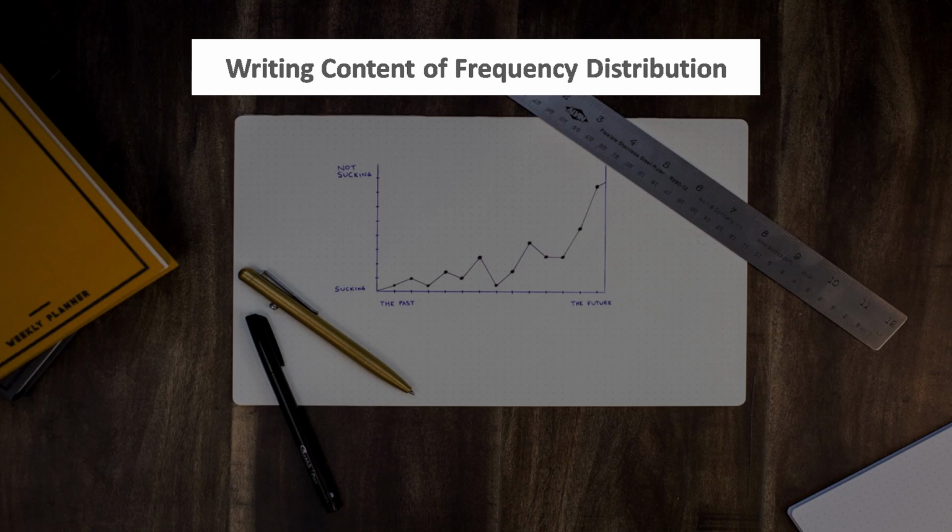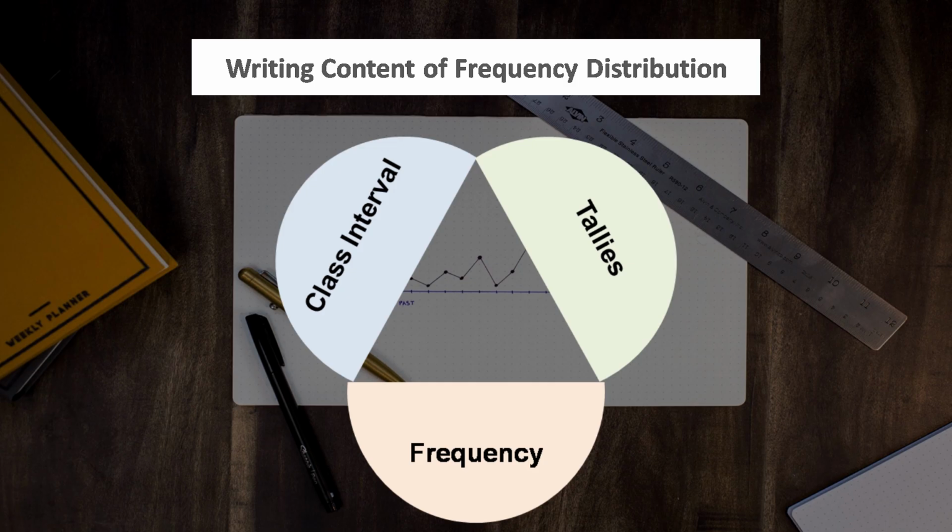Then the third step is writing the content of the frequency distribution. The frequency distribution is made out of contents, and the same is written in 3 columns as shown below. The 3 columns are: first is class interval, second is tallies, and the third is frequency.